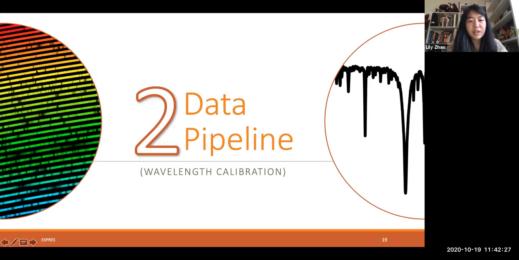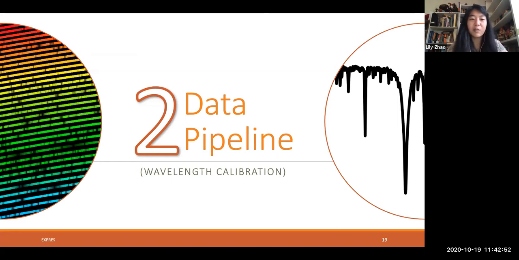But from this raw data, we still have to put it through a data pipeline to get spectra that we can use out of it. And since I'm a bit of a narcissist, I will be talking mostly about what I work on, which is the wavelength calibration. So the process of assigning each of these pixels the color that corresponds to it. And if you think about it, since we're trying to measure the shift in wavelength and assign that as an RV shift, you better be sure that each pixel has the wavelength you think it does.